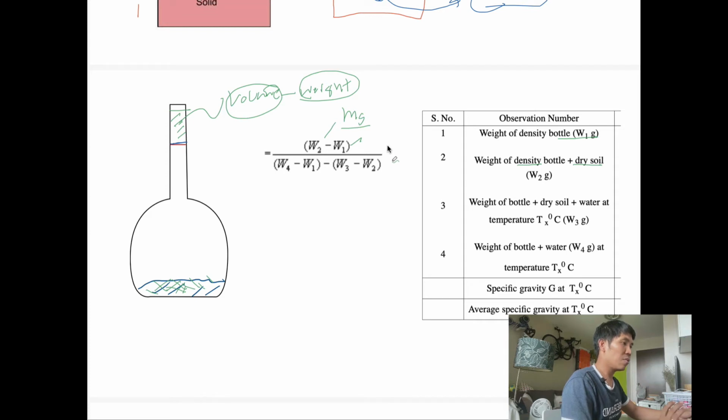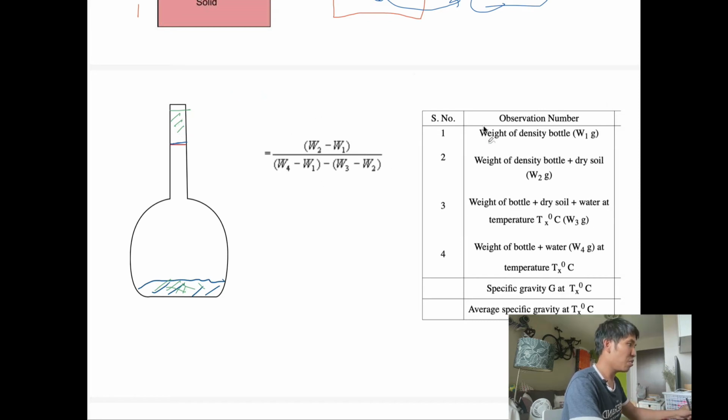Okay, for the procedure, how can we do it in the lab? As I mentioned before, firstly you put the water into the container. This means the weight of the bottle plus the weight of the water is W4. Okay, well, you know the W4 already.